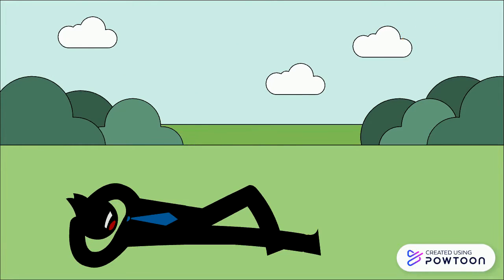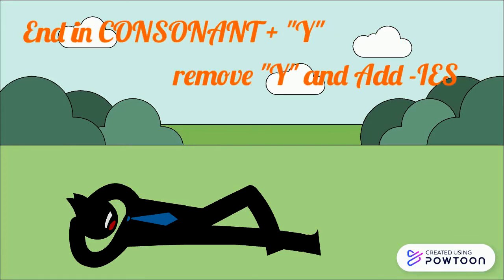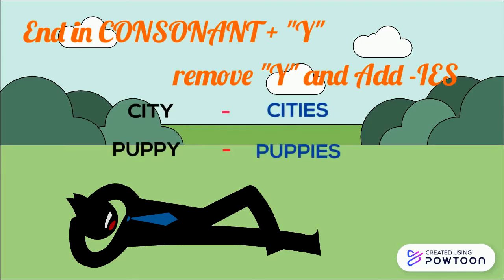Well, we are going to continue. If our noun ends in a consonant plus Y, you need to remove Y and add IES. For example, city, cities, puppy, puppies.